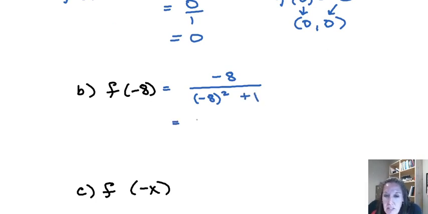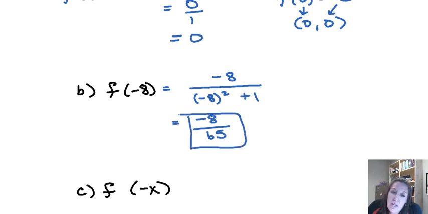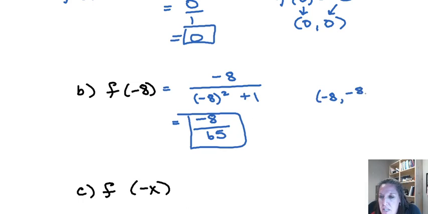All right, simplifying that numerator gives us negative 8. The denominator is going to be negative 8, quantity squared, is 64, plus 1 is 65. That fraction doesn't reduce, and so that would be our answer. And that, again, we could look at it as the graph goes through the point negative 8 over 65.